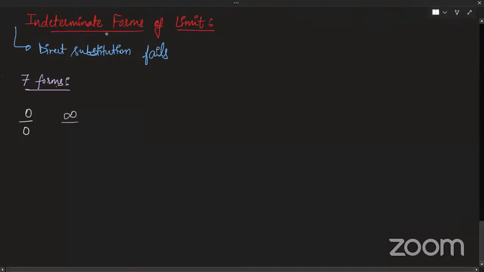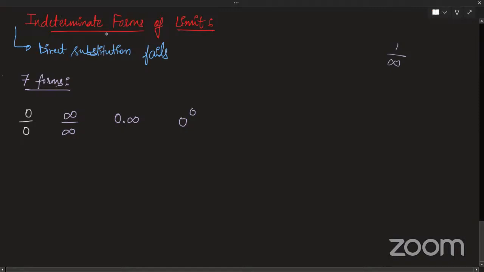Second case is infinite divided by infinite. Third case is 0 multiplied by infinite. Then we have 1 raised to infinite, 0 raised to 0.